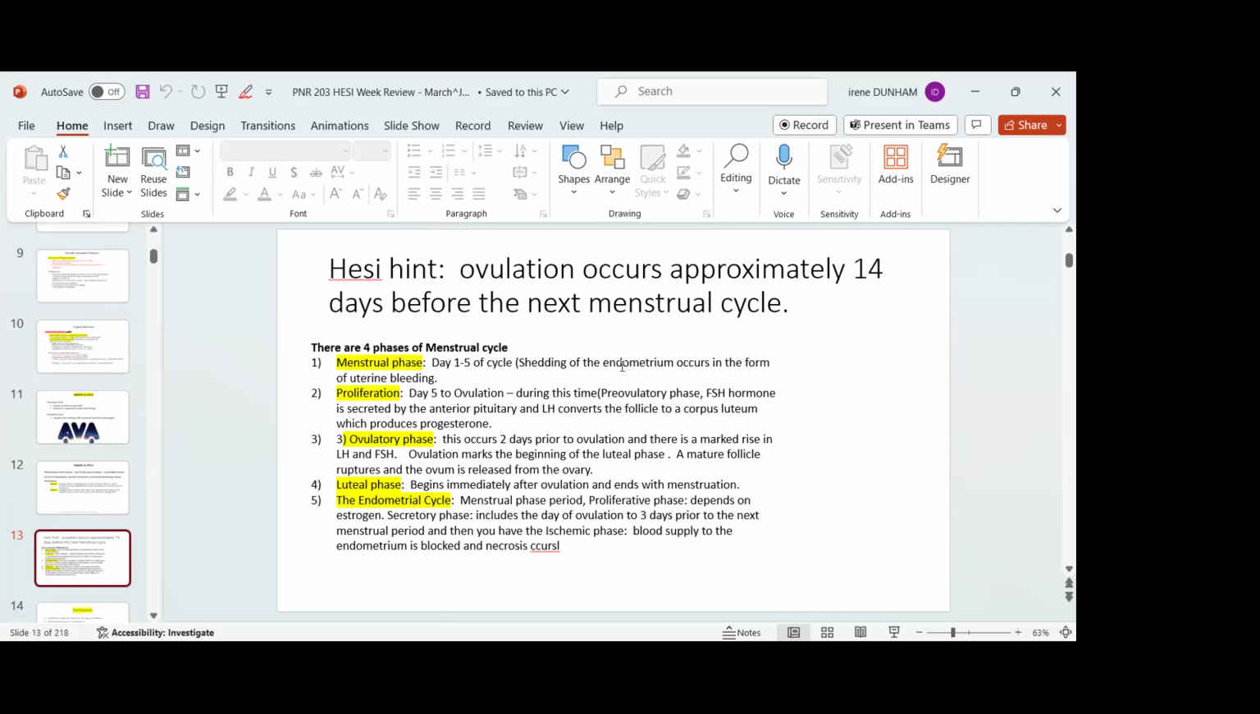Exactly. So, ovulatory phase. Now, this little time occurs about 2 days prior to ovulation. So, if I say ovulation is on day 14, so 2 days beforehand, it's like day 12. And what happens is a marked rise in the luteinizing hormone and the follicle stimulating hormone. So, ovulation, that time, it marks the beginning of the luteal phase. This is when a nice mature follicle ruptures and the ovum is released from the ovary.